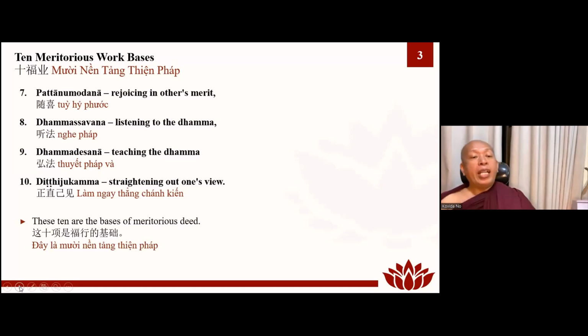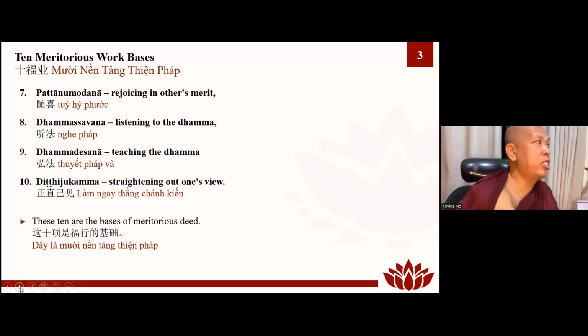So for arhats, when they do dana or all these tens, it's just functional. That is why they don't have any result. Although they do dana, their dana cannot produce new life. They don't have defilements. They don't have any karma anymore. So these are called the ten meritorious work bases, as we have learned before.